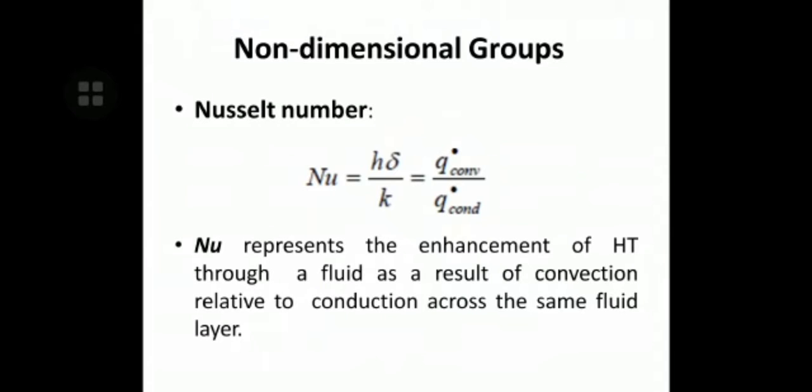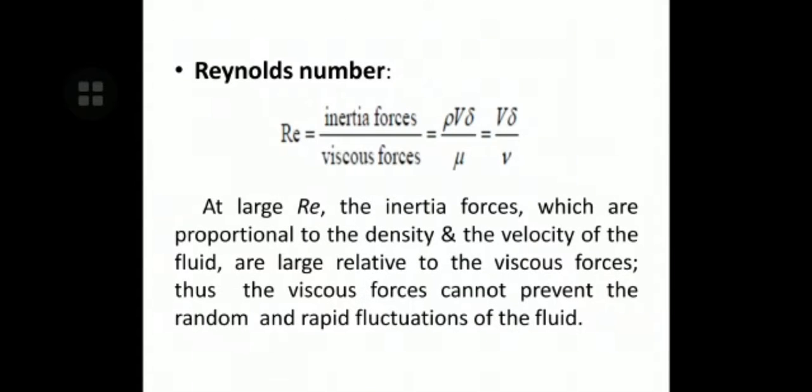Now let's understand the non-dimensional groups, in which the first one is the Nusselt number. The Nusselt number is nothing but the ratio of H delta to that of K. The other one is the Reynolds number. The Reynolds number is defined as the ratio of inertia forces to that of viscous forces.